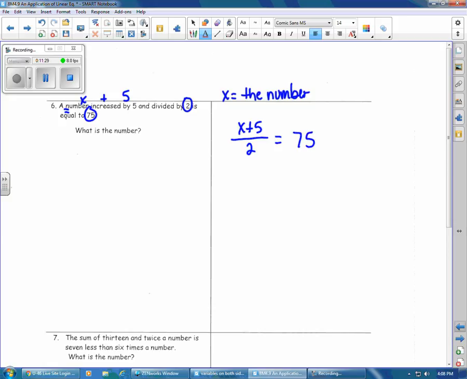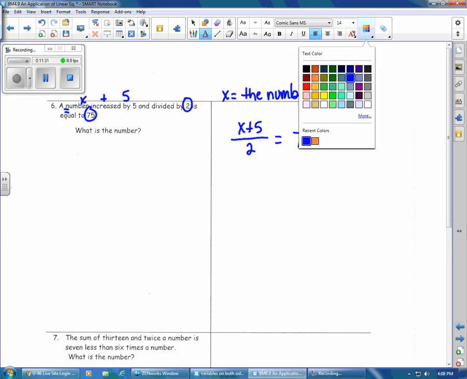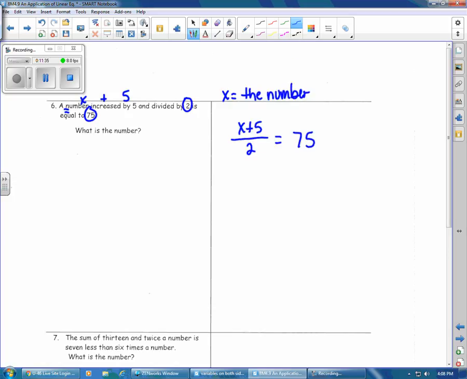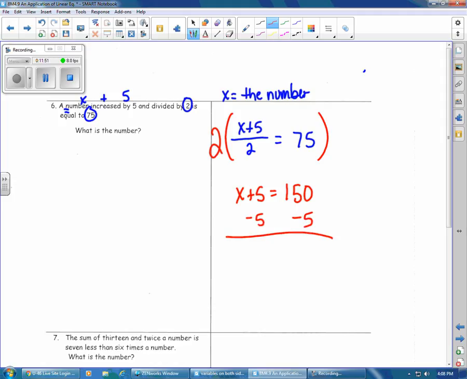This is one of those times where I would, even though it's 2 and 2 is relatively easy to deal with, I would go ahead and multiply the entire thing by 2. Then you'll have x plus 5 equals 150. Subtract 5, and x equals 145.